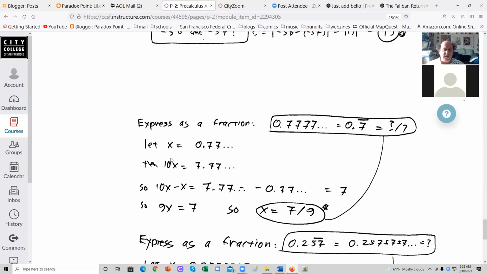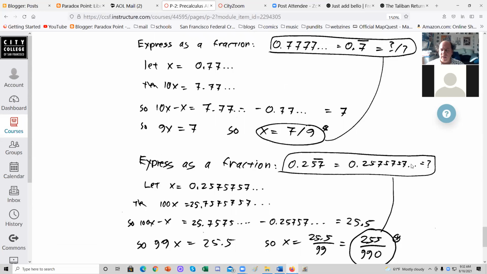So if you take the difference between these two, 10x minus x, then the repeating part disappears. 7.77, etc., minus 0.77, etc. The 0.77 forever goes away, and we're left with 7. So 10x minus x is 7. So 9x equals 7. So x equals 7/9. That's the fraction solution to this value. But here we have something a little different, so be careful here.